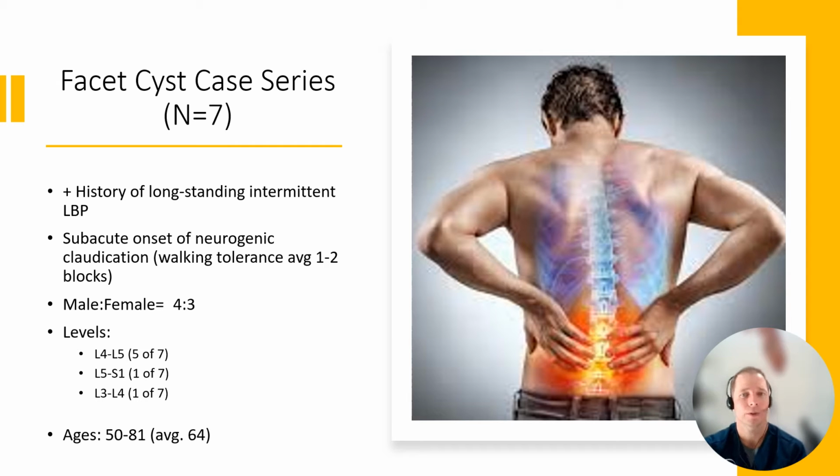But when you do, I've come up with a pretty good treatment protocol to get these things to resolve. Now, all these patients had a long-standing history of intermittent low back pain, with subacute new onset of neurogenic claudication, walking intolerance causing radicular symptoms. Most commonly, it was at L4, L5 as expected. I've seen one above and one below that I'll go over shortly.